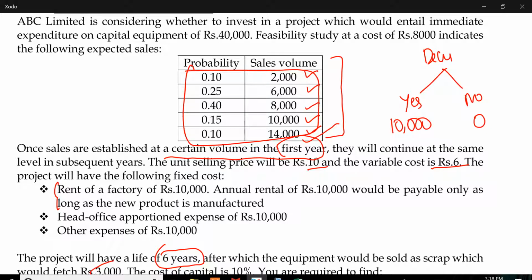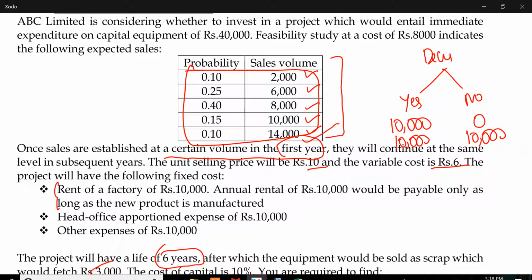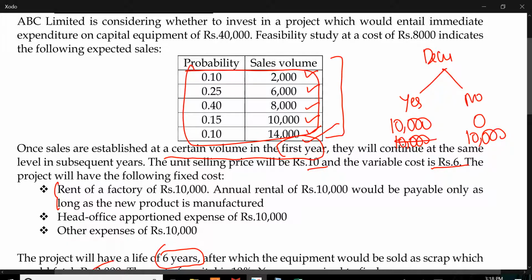Listen for some time. Head office expense. If you do this project, they will apportion 10,000. If you don't, they will apportion it to some other place, because my head office expense will be incurred. The head office is in Chennai, they will continue to incur. If my project is there, they put 10,000 to this. If my project is not there, they will put 11,000 to some other projects. So indirectly the company is going to incur it. So this is irrelevant.